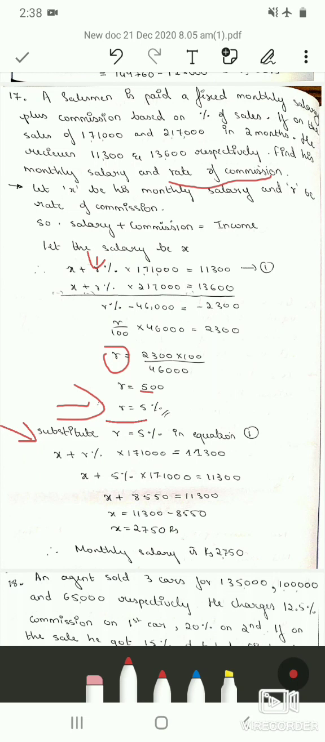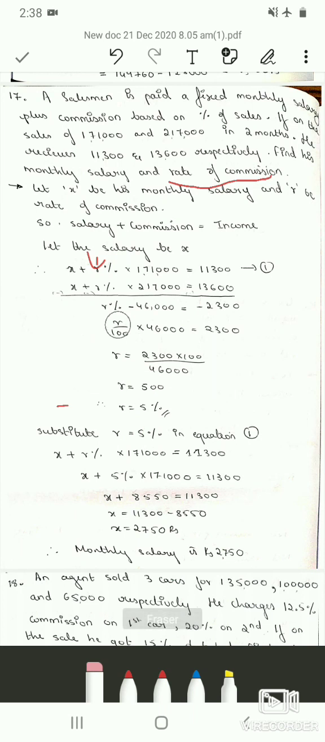Therefore X plus 5% into 1,71,000 is equal to 11,300. X is equal to, find out this value, that is commission. 5 divided by 100 into 1,71,000, you will get it as 8,550. So X is equal to 11,300 minus 8,550, which is 2,750 rupees. Therefore the monthly salary of an agent or salesman is rupees 2,750 and his rate of commission is 5%.